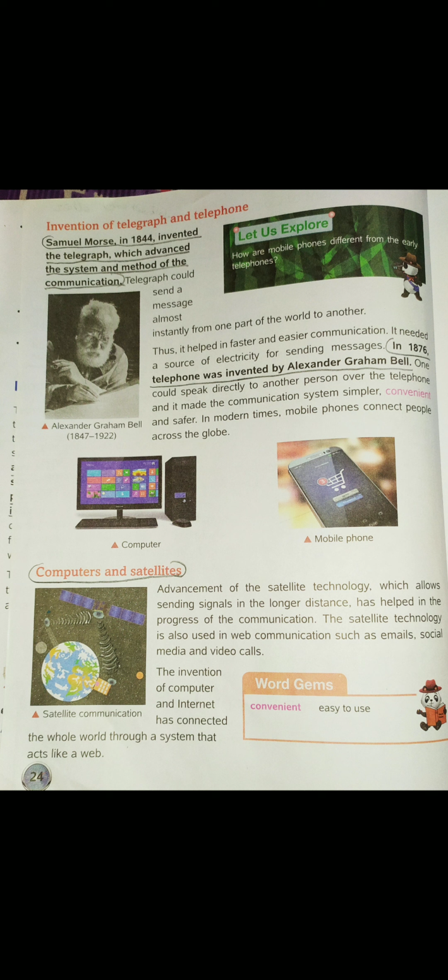The invention of the computer and internet has connected the whole world through a system that acts like a wave, and the whole world became very easy and connectable. No person is far from other people. If he wants to communicate with others, he can do it very easily through mobiles, satellites, tablets or social media, with these technologies.